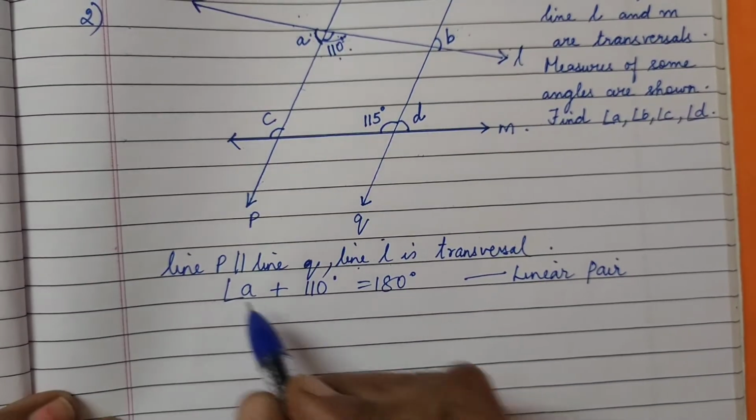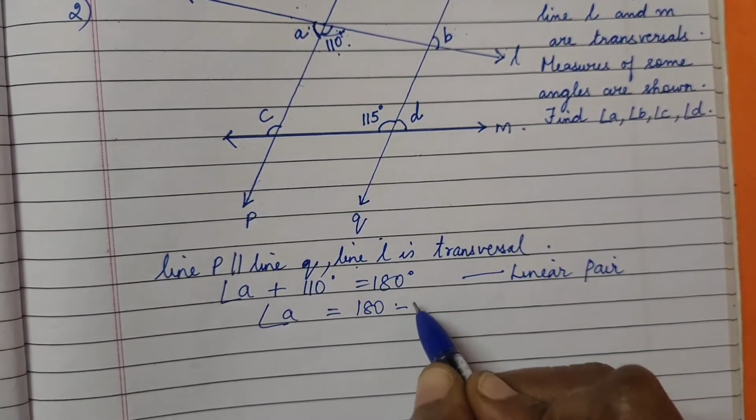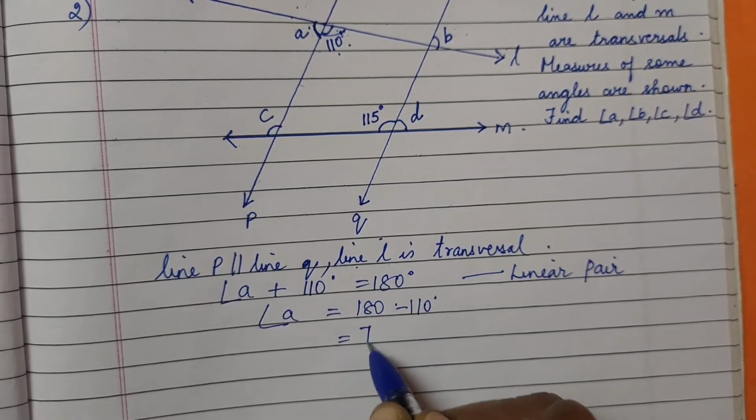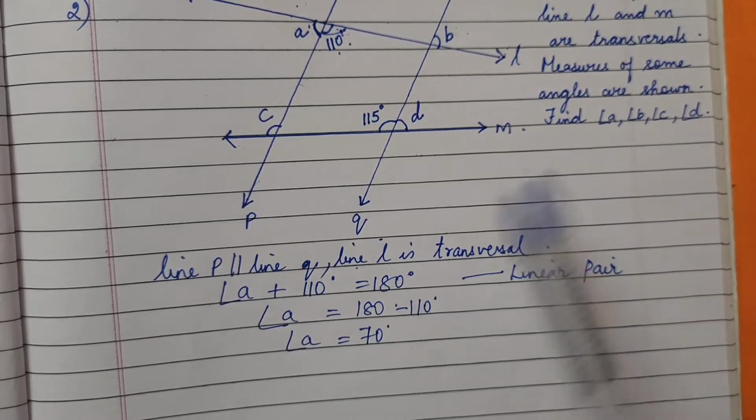So we will write now. Now can we find angle A? Yes, 180 degrees minus 110 degrees, so you will get 70 degrees. That is angle A. So we have found one angle, A.